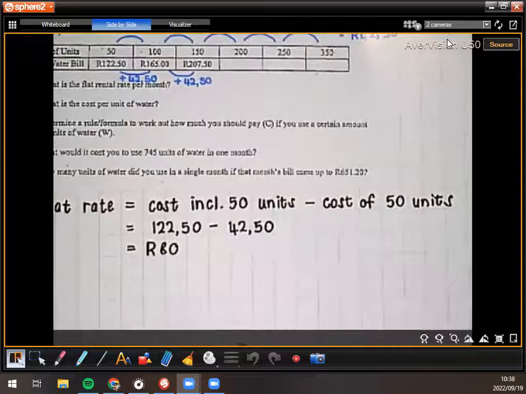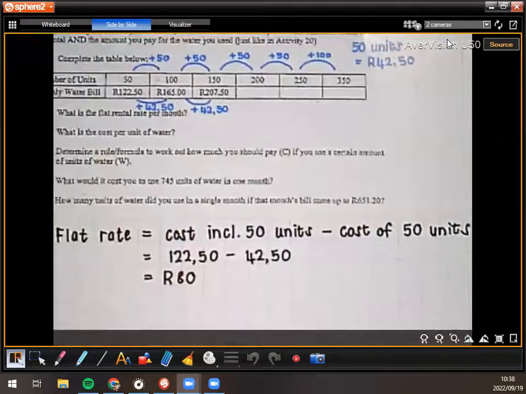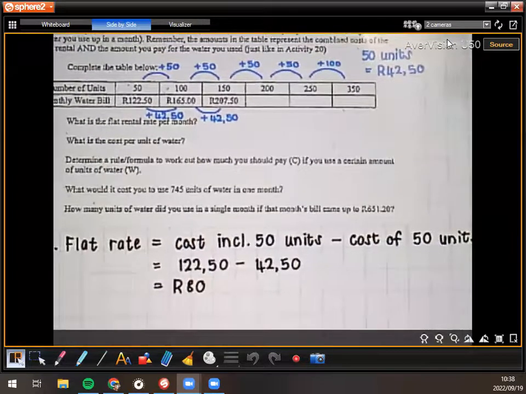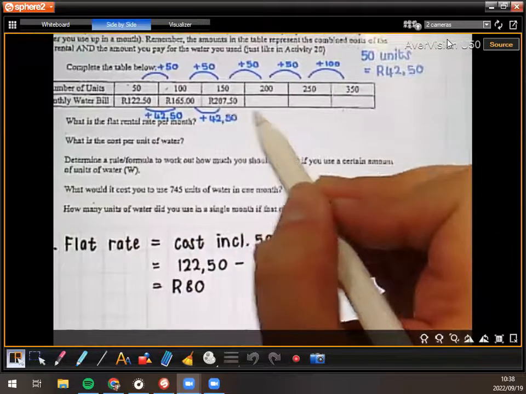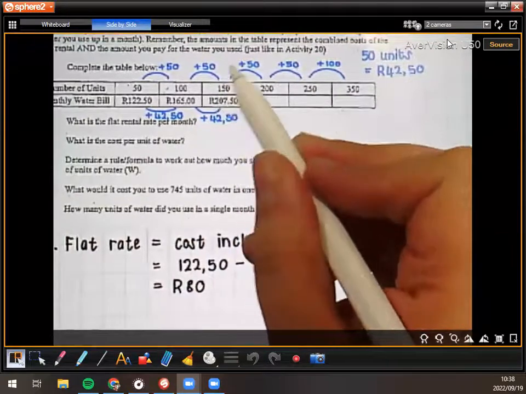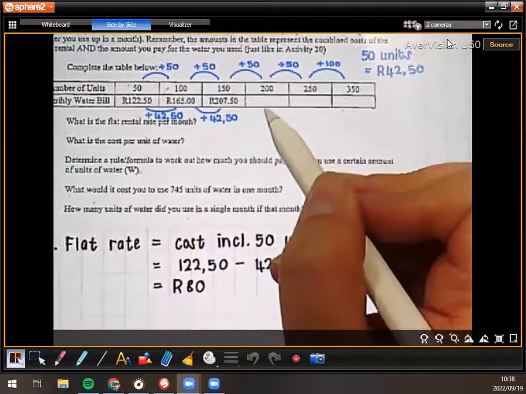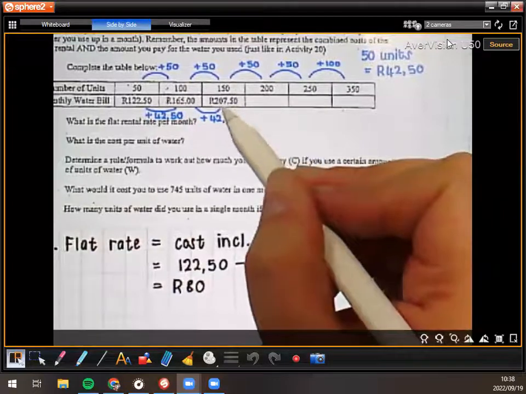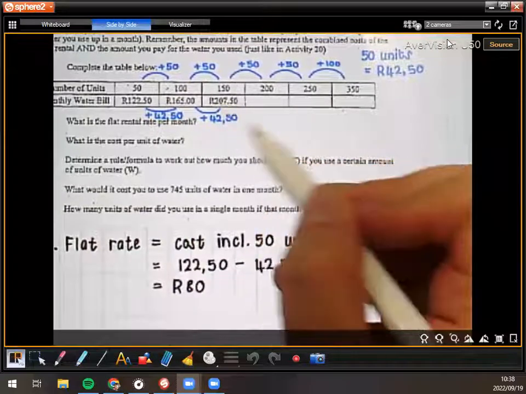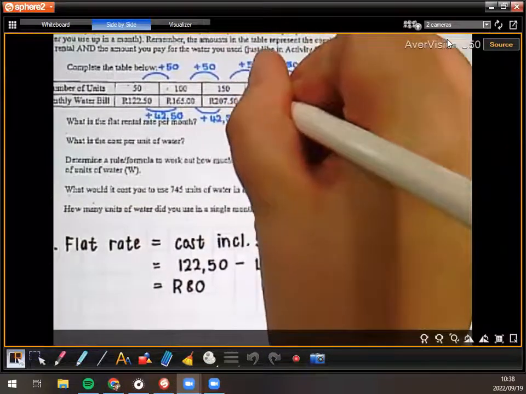I quickly want to go back up to just filling in this table because that was actually the first question. Sorry, they said complete the table below, question 1. Okay, so guys, if we want to know how much we would have to pay if we're using 200 units, do we agree that that's 50 more? So we need to add 42 rand 50 again. Right, is that going to get you to 250? Okay, is that the amount? 207.50 plus 42 rand 50. That's 250 rand, right? Do we agree?